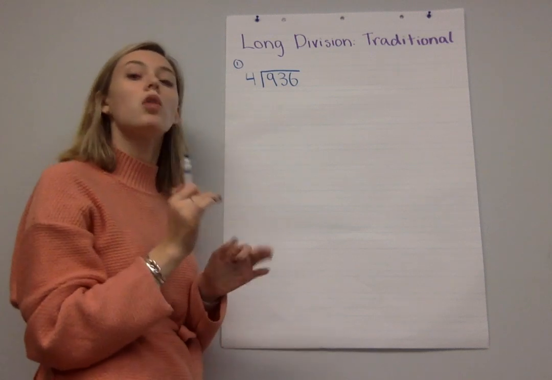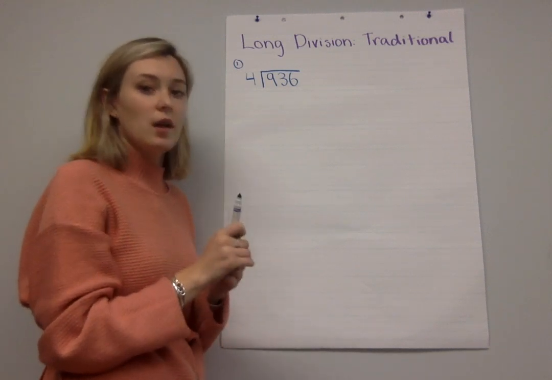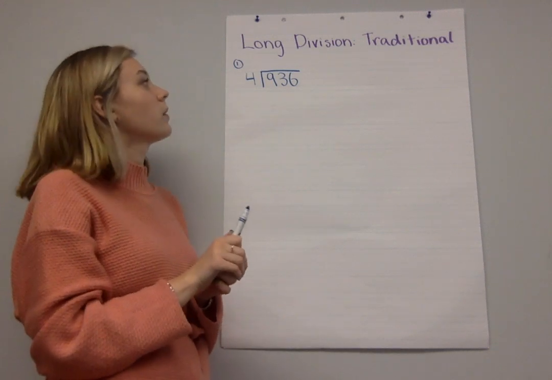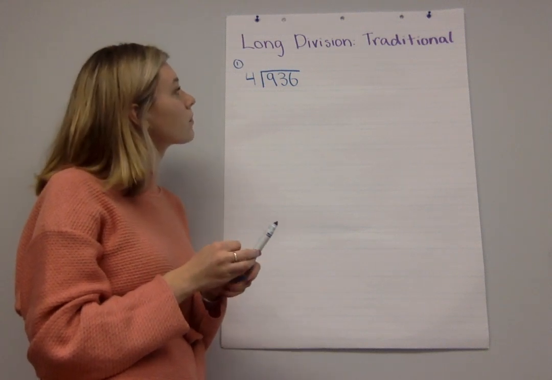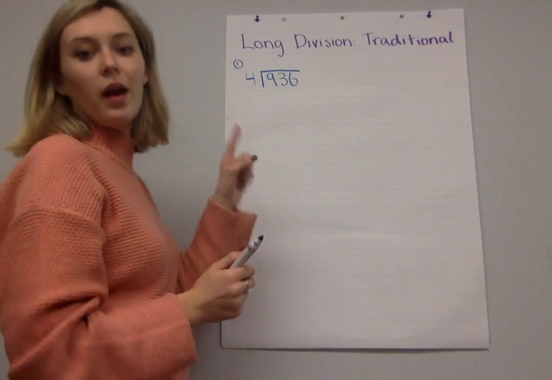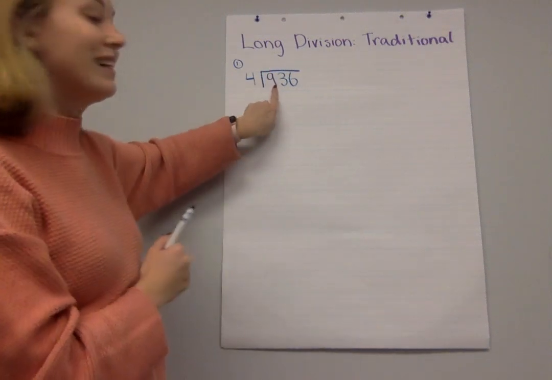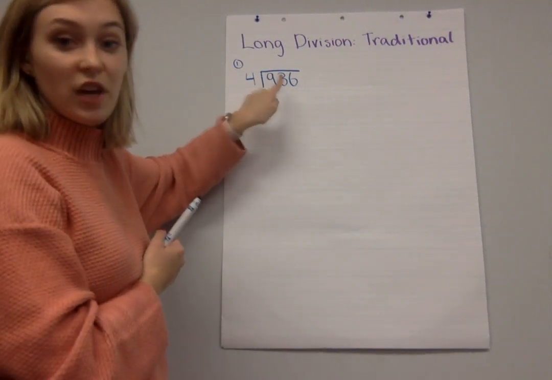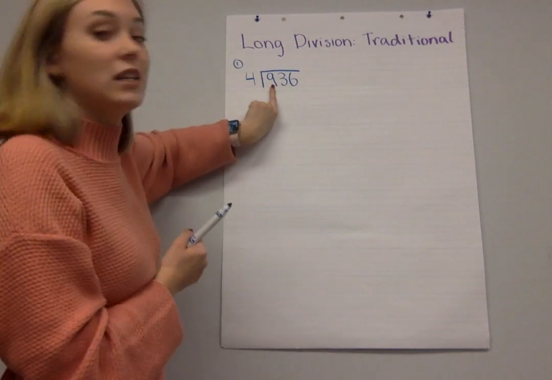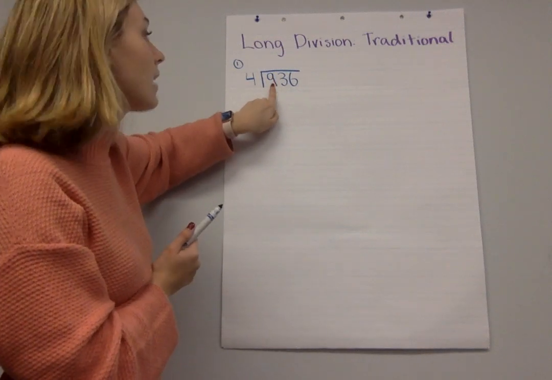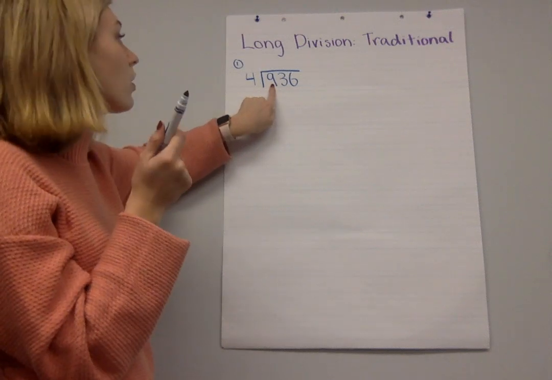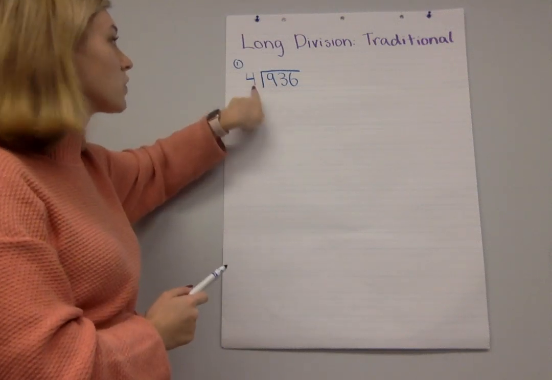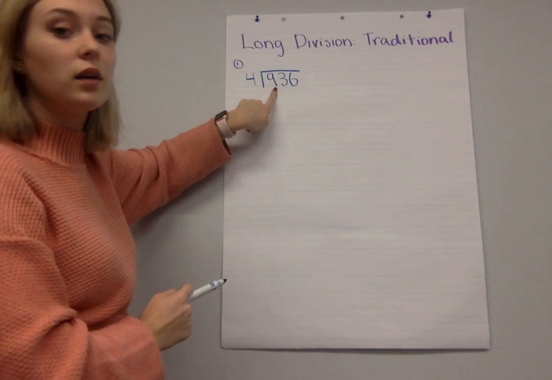It's been so long since we've done this. I wonder what my first step would be. Oh, I know. I take my highest place value, which in this case is hundreds, and I see what digit I have there. I see 9 in my hundreds place value. So the first question that I ask myself is, how many times does 4 go into 9?